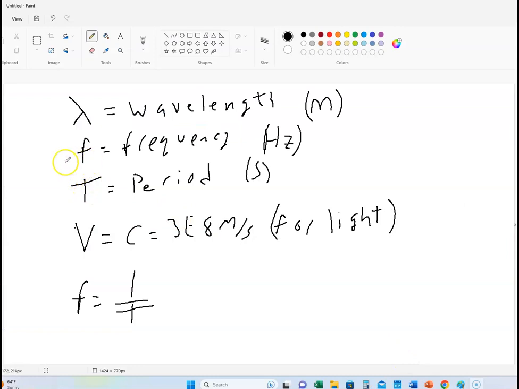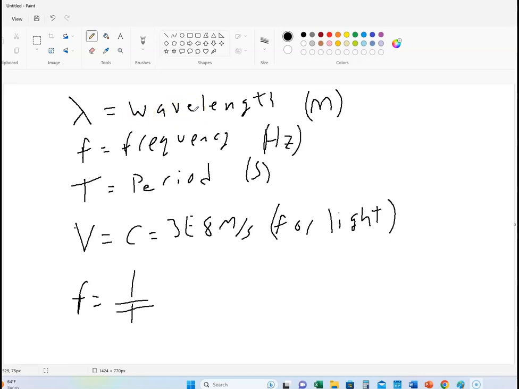All right, so here are some of the equations that we're going to use. The wavelength uses the symbol lambda, and that's measured in meters. The frequency is measured in Hz, capital H, lowercase z, called hertz. There's a relationship between hertz, the frequency, and the period. The period is the amount of time it takes a wave to complete itself, measured in seconds. The wavelength, by the way, is the distance that the wave travels when it completes itself.